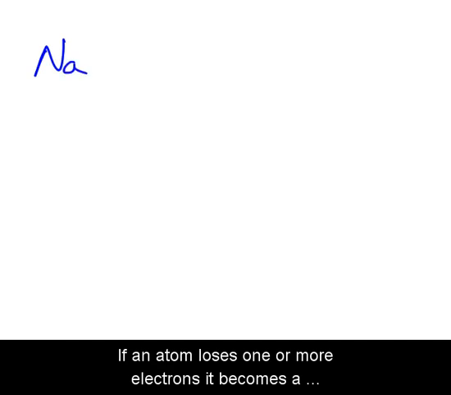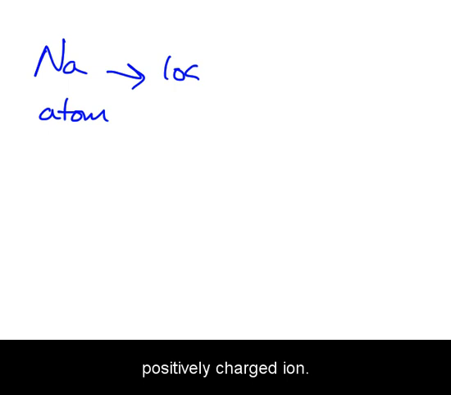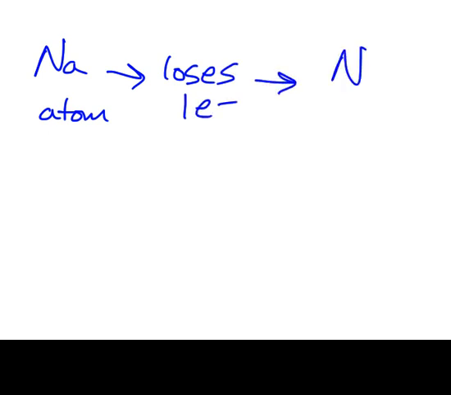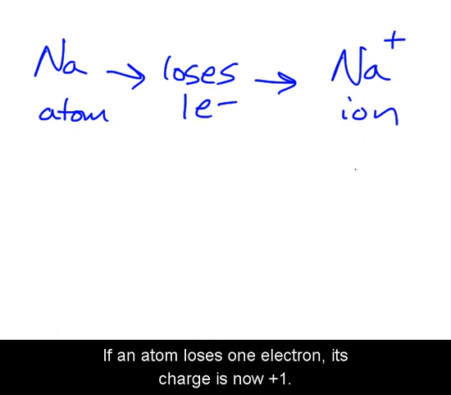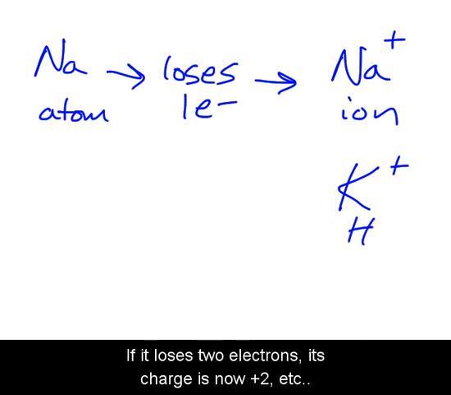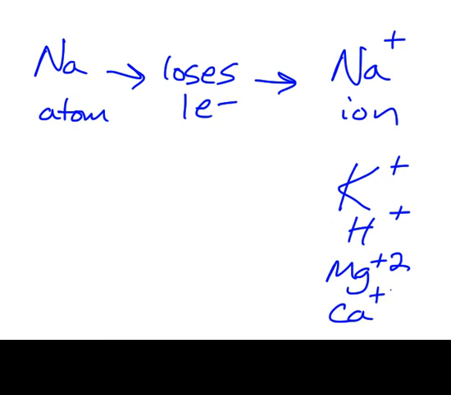If an atom loses one or more electrons, it becomes a positively charged ion. If an atom loses one electron, its charge is now positive 1. If it loses 2 electrons, its charge is now positive 2, etc.